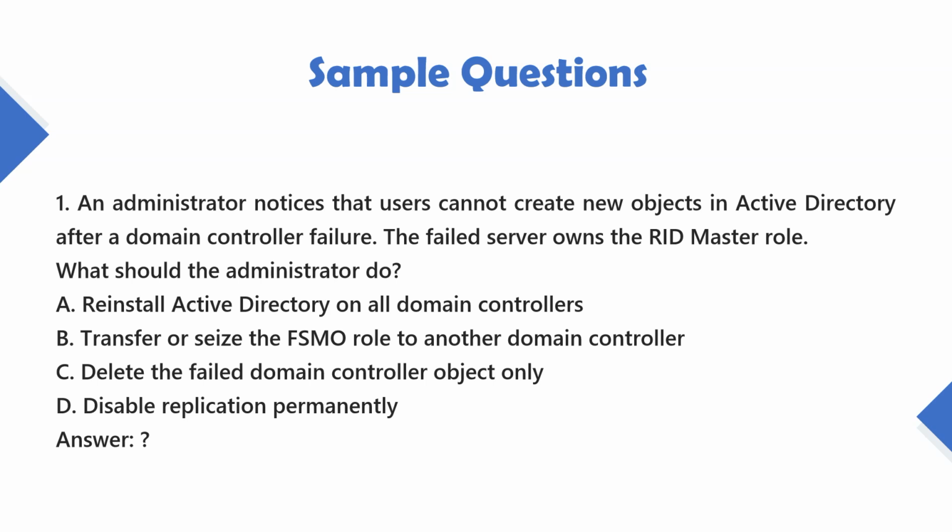1. An administrator notices that users cannot create new objects in Active Directory after a domain controller failure. The failed server owns the RID master role. What should the administrator do? A. Reinstall Active Directory on all domain controllers. B. Transfer or seize the FSMO role to another domain controller. C. Delete the failed domain controller object only. D. Disable replication permanently.